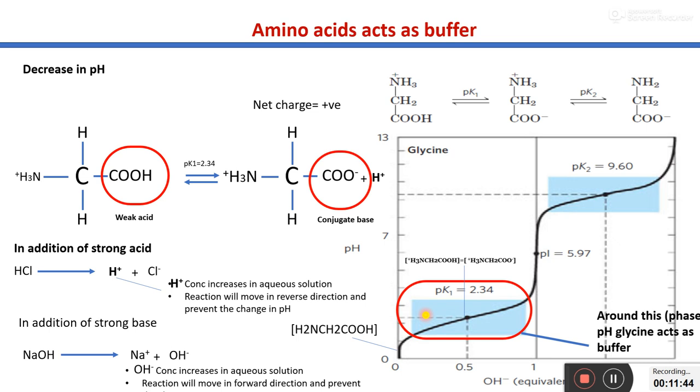Similarly, when you add a small amount of strong base, NaOH will split into Na plus and OH minus, and OH minus will react with H plus and form H2O, which is released in the aqueous solution. In this way, in this region, the H plus concentration will decrease, and again to maintain this H plus concentration the reaction will proceed in the forward direction, and in this way the equivalent concentration of weak acid and its conjugate base will resist any change in the pH value at this zone in response to the addition of strong base, right? So around this phase, where pK1 is equal to 2.34, glycine acts as a buffer.